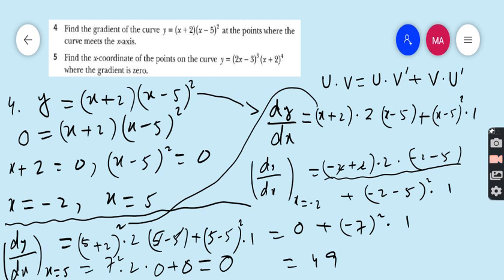Hence we have two answers. We have two answers of gradient of the curve. One is 49 and the other is 0. These are the final answers, 49 and 0. Now move to question number 5.